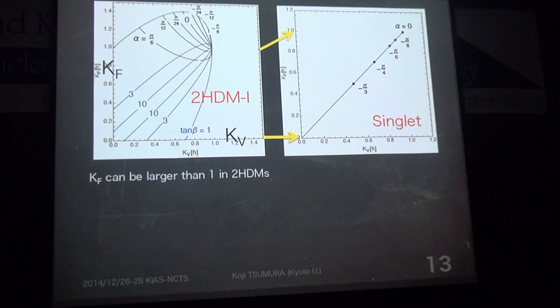One of the features of the type X two-Higgs-doublet model is that the kappa F factor can be larger than one. Sorry, this one corresponds to here. This is a typical feature of the type X model, but kappa B cannot exceed one.